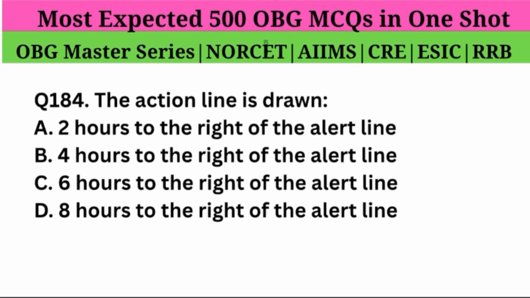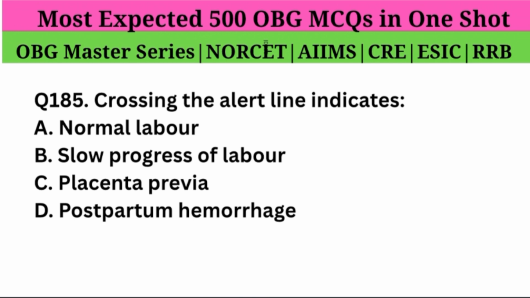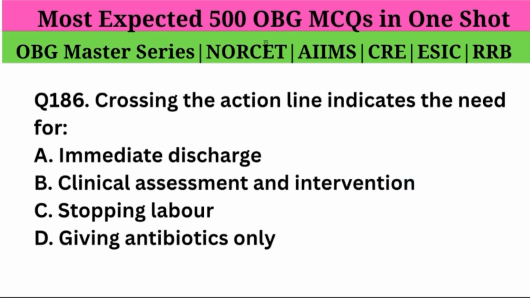Next question, the action line is drawn. Your correct option is option B, 4 hours to the right of the alert line. Next question, crossing the alert line indicates what? Your correct option is option B, slow progress of labor. Next question, crossing the action line indicates the need for. Your correct option is option B, clinical assessment and intervention.